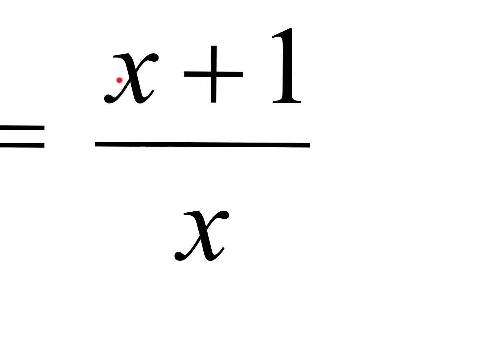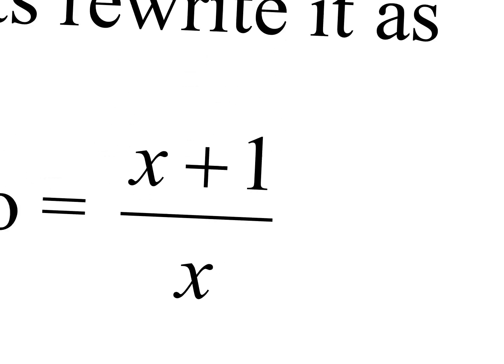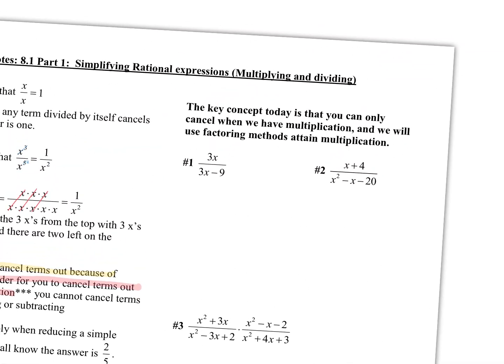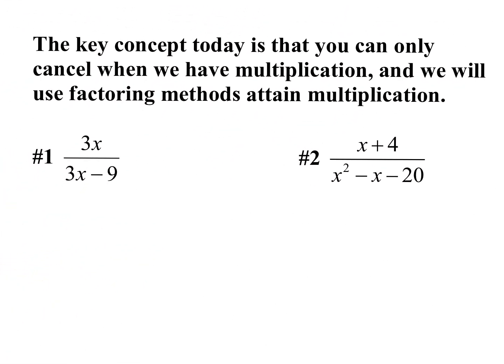Now keep in mind, I cannot cancel out the x's. Why not? Because of the plus sign. Anytime you have addition or subtraction, you cannot cancel. Anytime you have multiplication, you can cancel. And that's why we're factoring, to be able to get multiplication, to be able to cancel. So let's go over here and review that key concept one more time. The key concept today is you can only cancel when we have multiplication.